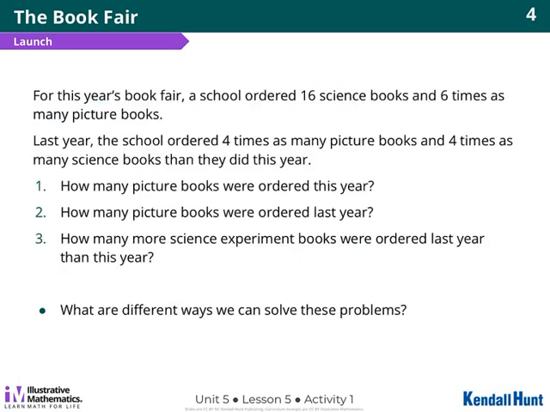Okay, launch. Again. For this year's book fair, a school ordered 16 science books and 6 times as many picture books. Last year, the school ordered 4 times as many picture books and 4 times as many science books than they did this year? How many picture books were ordered this year?